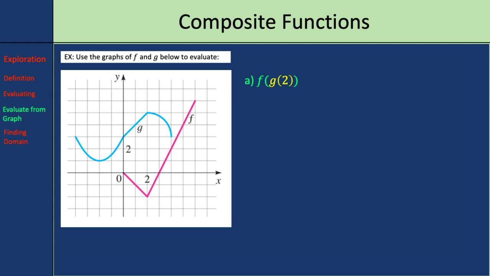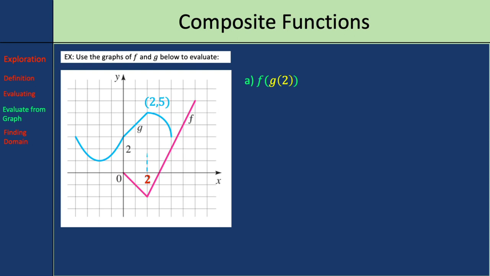So I will look for x is 2, the input is 2 right there, and I look to the function to see where it's at, right? So when the input is 2, my output is 5, right? Because that's the point on the graph. So the output is 5. That's the inside. G of 2 is 5.